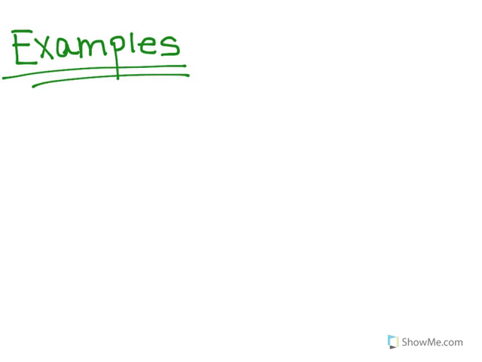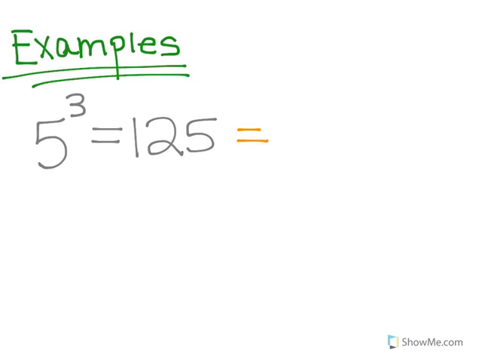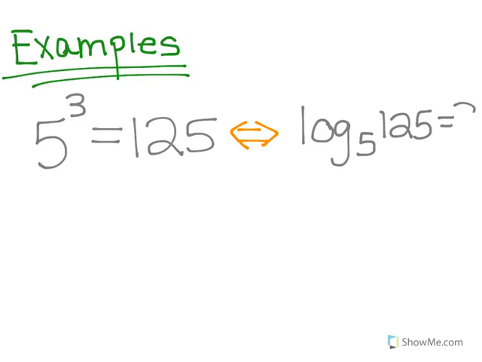If you were given the exponential function 5 to the third equals 125, the log of this exponential function would be log base 5 of 125 equals 3. Like I said before, notice the base 5 in the exponent is the same base in our log.